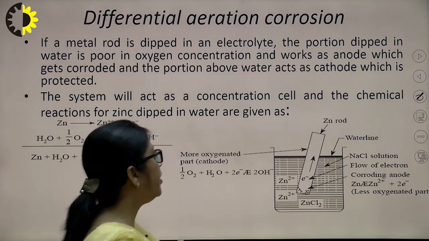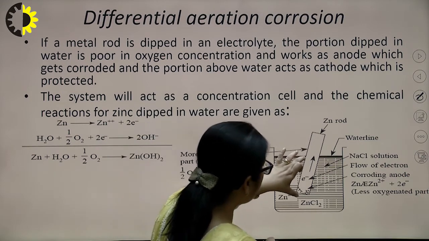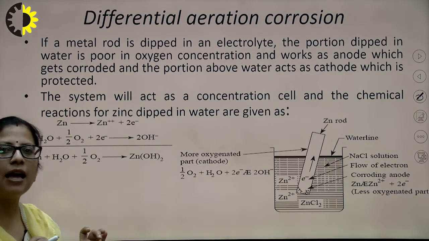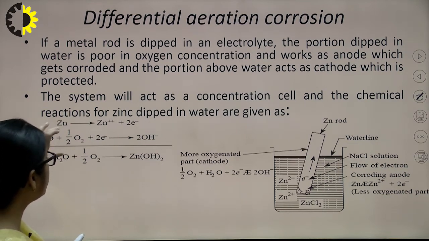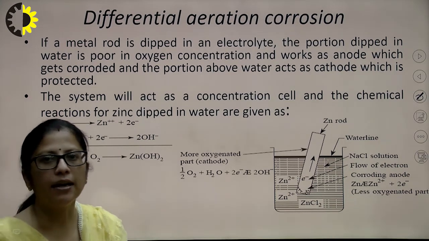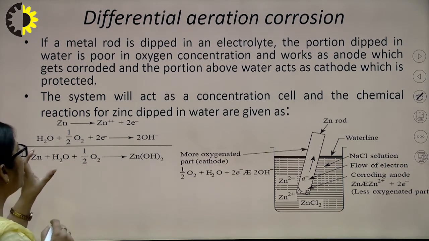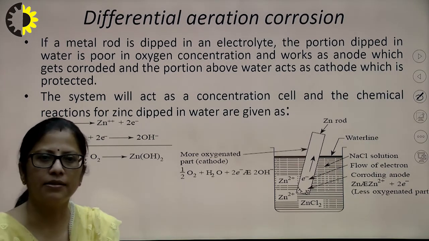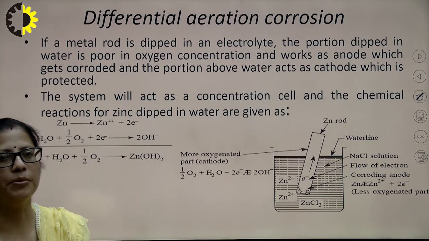And here are the different reactions that are going to take place. At the anodic part, oxidation will take place, so zinc will form zinc ions and release 2 electrons. The water present in the NaCl solution, the oxygen and the electrons form hydroxide ions, and ultimately the zinc ions react with water and oxygen to form zinc hydroxide. So, the corrosion product formed is zinc hydroxide.